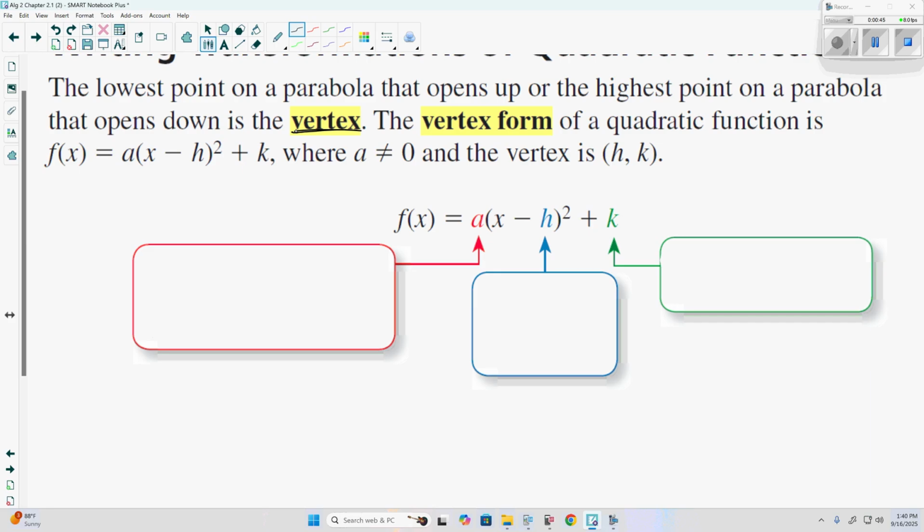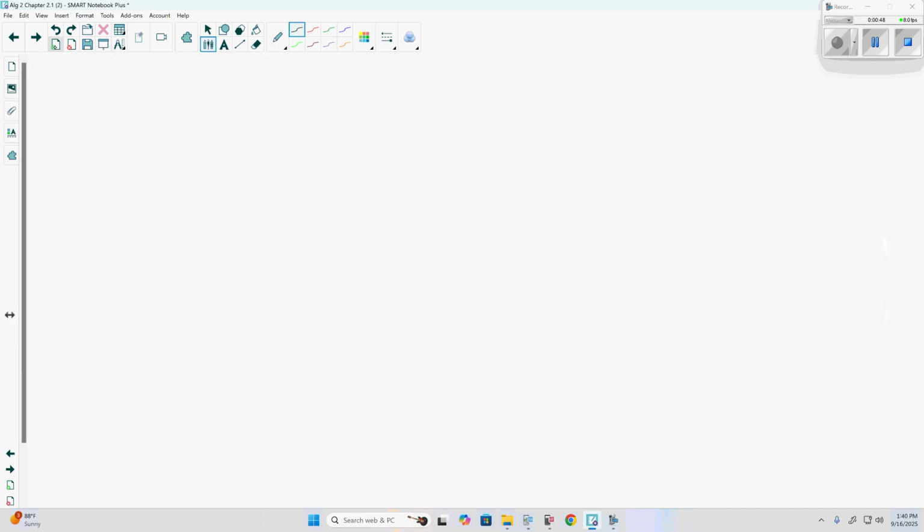Now, we know it's going to be the highest point if the graph opens down. So you don't have to write this here. So the graph opens down. The vertex would be this highest point. If the graph opens up, the vertex would be the lowest point. It's that highest or lowest point on the graph.